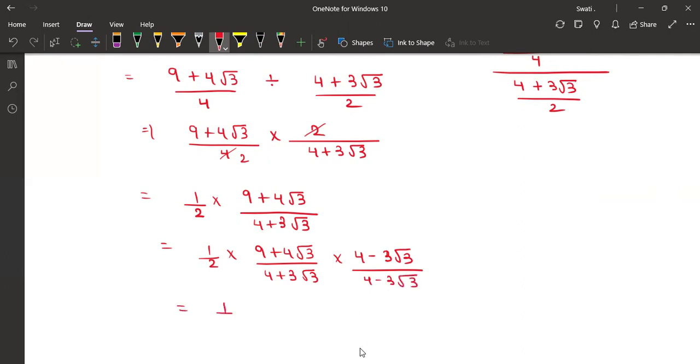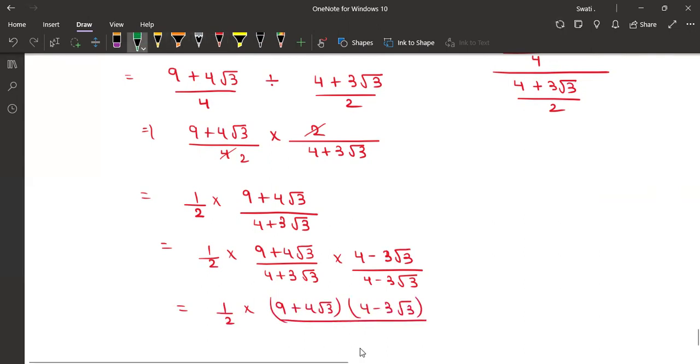Now if you simplify this, in the numerator, if you notice, you are getting 9 plus 4 root 3 times 4 minus 3 root 3. But in the denominator, you are actually getting a form which is a plus b into a minus b. And you know that the formula of a plus b into a minus b is nothing but a square minus b square, right? So using this formula, it will become 4 square minus 3 root 3 whole square, right?